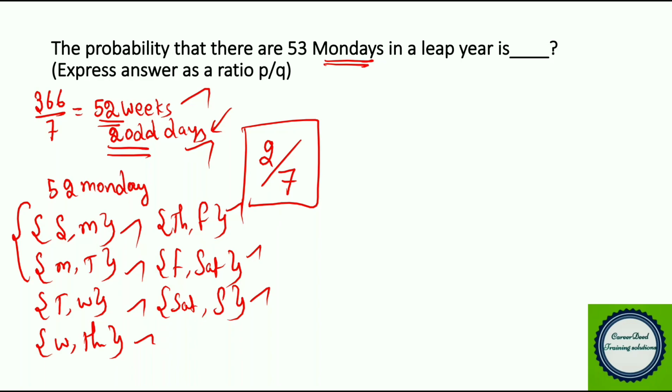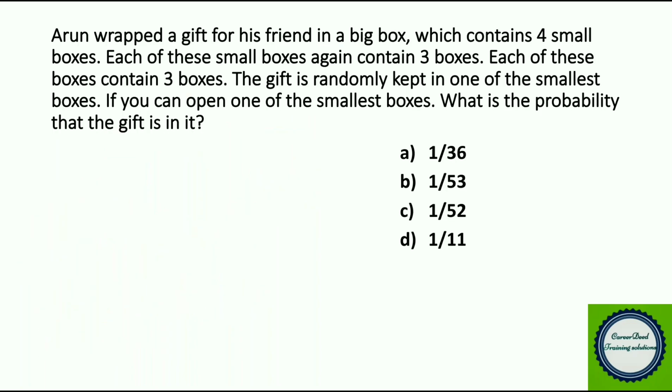Now question number 3. Arun wrapped a gift for his friend in a big box, which contains 4 small boxes. Each of the small boxes again contains 3 boxes. Each of these boxes contains 3 more boxes. The gift is randomly kept in one of the smallest boxes. If you open one of the smallest boxes, what is the probability that the gift is in it? Okay, now we have to find the total number of smallest boxes.